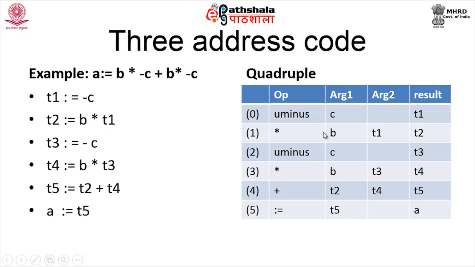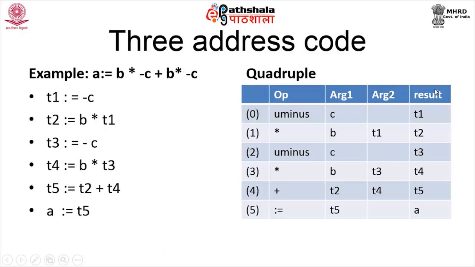The third and the fourth are exactly like the first and the second: unary minus C and T3, star, B, T3 and T4. And the last one is T5 is equal to T2 plus T4. So plus is the operator, T2 is argument 1, T4 is argument 2, result is put in T5. And the last one is an assignment operator whose argument 1 is T5 and there is no argument 2, and the result is put in A.